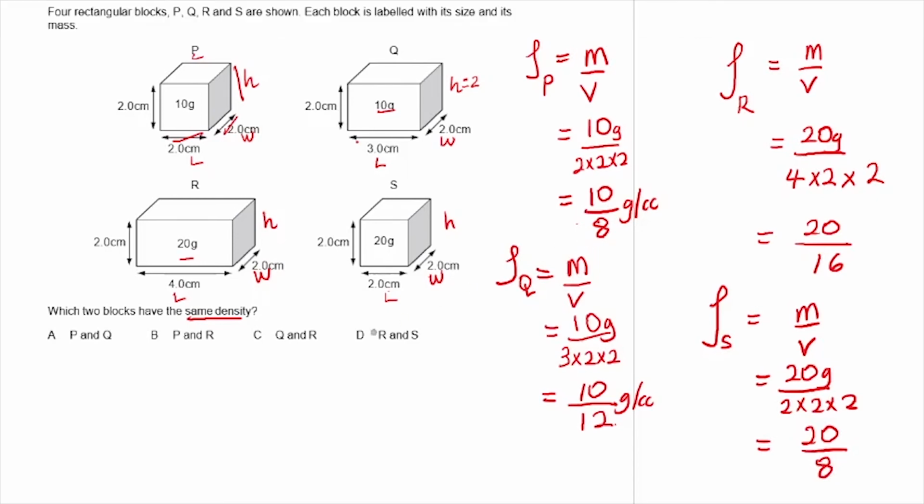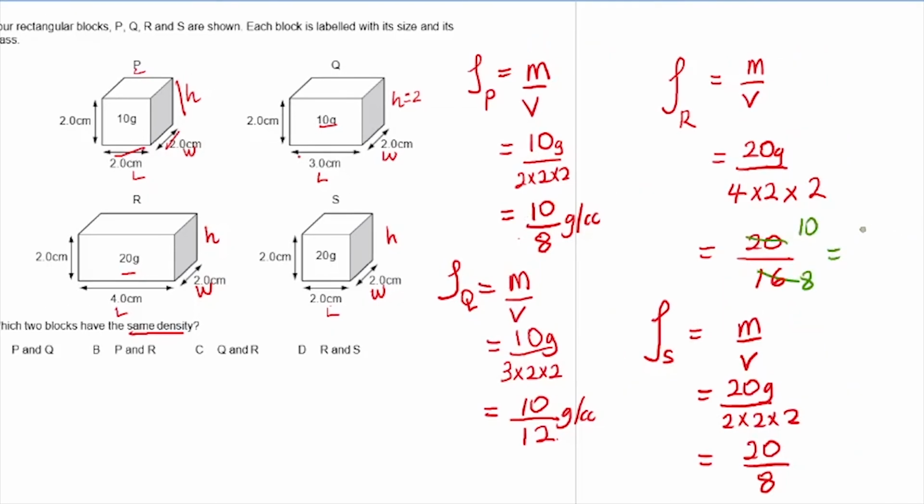Which two are the same? The question says which two blocks have the same density? Okay, our fractions are not the same, but I think we can go ahead and simplify them further. From here, if I simplify this by 2, 20 by 2 is 10, and 8. So this reduces to 10 over 8. And if you realize, this 10 over 8 is the same as that 10 over 8 right there.